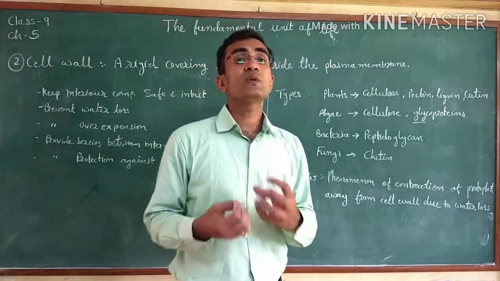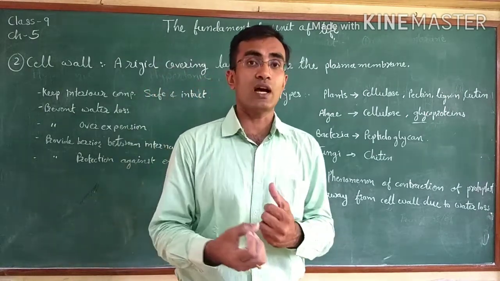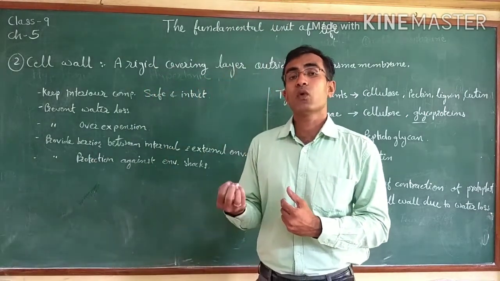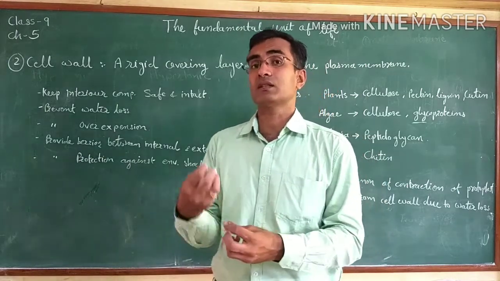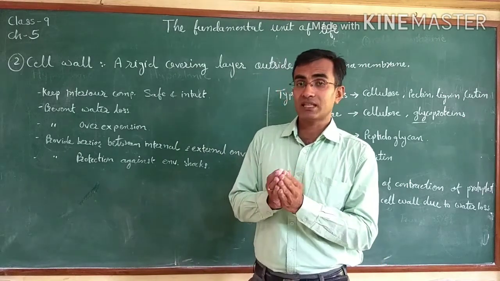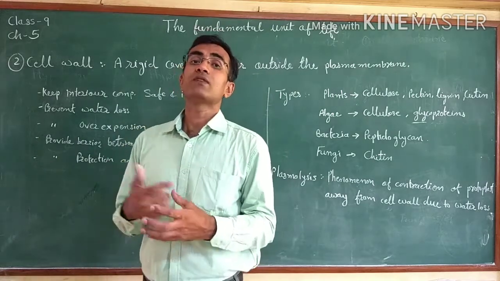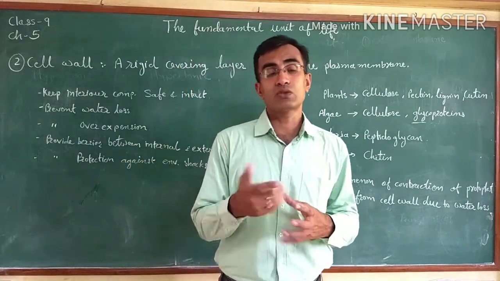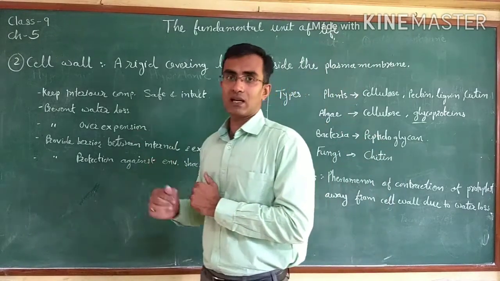How? As we said, when we keep the cell into the hypertonic solution, what will happen? All the liquid content of the cell will come out and the cell will shrink. But if the cell has a cell wall, it will not allow the cell to do that. It will protect the cell from water loss.